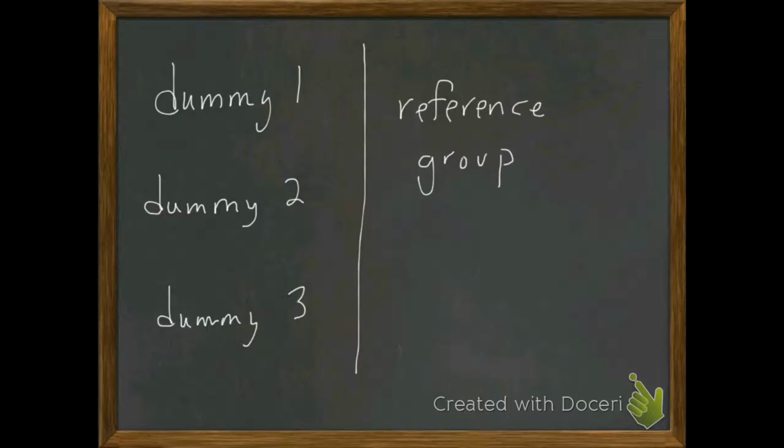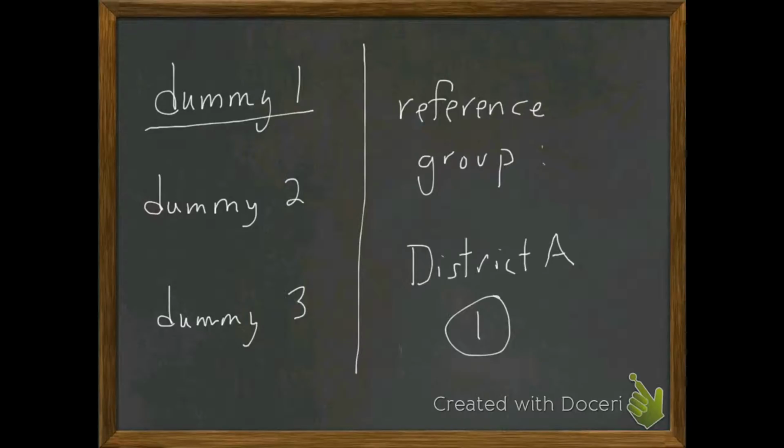The way this process is going to work is you are going to create 3 dummies. Again, we've got 4 districts. But we're going to create a reference group, and I'm just going to let my reference group for this be District A, which is coded 1. So dummy 1 is going to compare District B with District A. Dummy 2 is going to compare District C with District A. And dummy 3 is going to compare District D with District A.